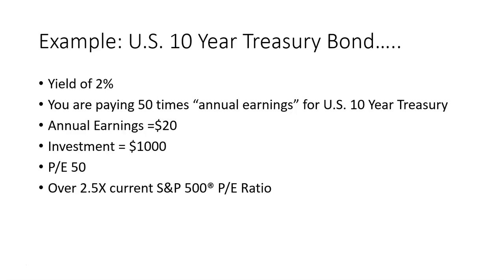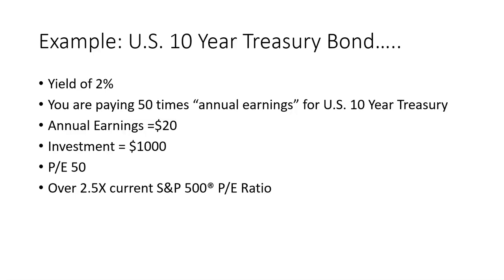You make a $1,000 investment, you make $20 a year, that is a 2% yield, right? But you reverse that, and what this means is your price to earnings is 50 to 1. You have a PE, a price to earnings ratio of 50. If you want more information about PE ratios, again, go out to my YouTube channel. I have information about that. Now, to put this in perspective, a PE of 50 is over 2.5 times the current S&P 500 PE ratio. Let me repeat that. A PE of 50 is over 2.5 times the current S&P 500 PE ratio.